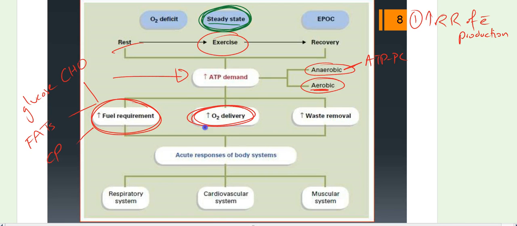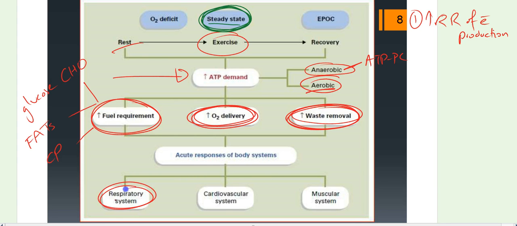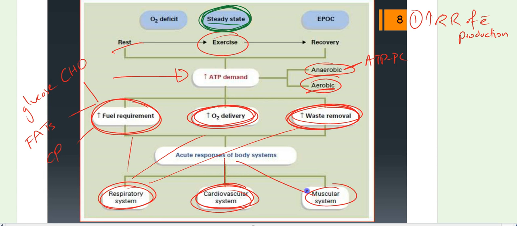We will increase our oxygen delivery so that again the aerobic system will work more effectively. We have waste products that are built up, so they then need to be removed. Our respiratory system will respond to enable these things to occur. Our cardiovascular system will also respond to enable it to occur, as will our muscular system.